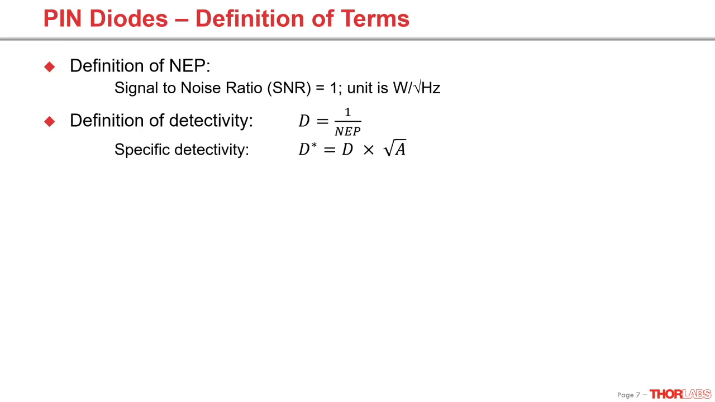Another parameter is the detectivity, mainly used for the detector element itself. This is the reciprocal value of the NEP. Very often one can find the specific detectivity in detector data sheets, abbreviated as D star. This is a NEP related to the detector area, and this value allows the noise comparison between detectors with different sizes.